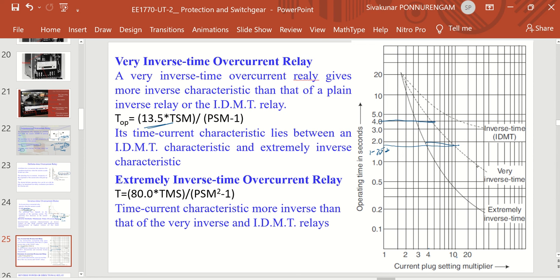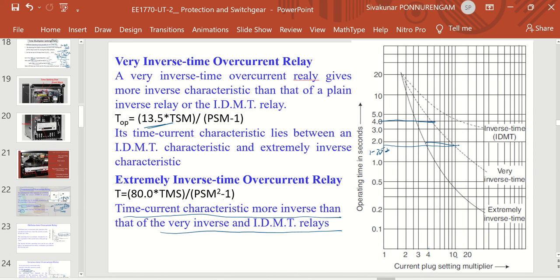Similarly, the extremely inverse time-current characteristic is more inverse than the inverse IDMT. The inverse definite minimum time relay is implemented by using these characteristics.